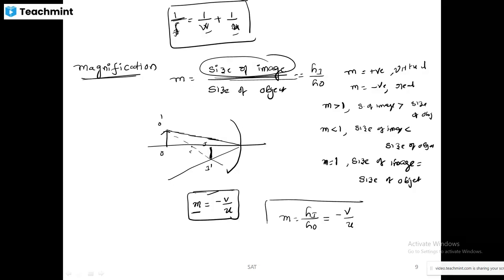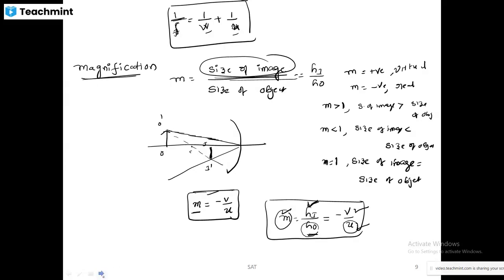For example, in some problems they give the height of the object, the image distance and the object distance, and ask you to find the height of the image. Then use this formula. Sometimes the magnification and object distance are given; use the formula m is equal to minus v by u. Sometimes only the height of the object is given; then find the magnification, then find the height of the image. Depending upon the problem, you can use the formulas.